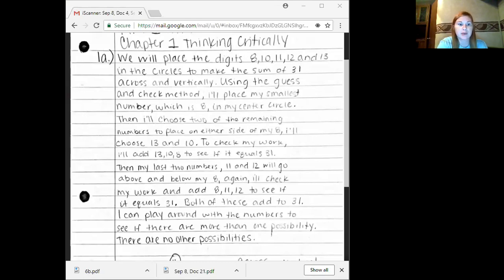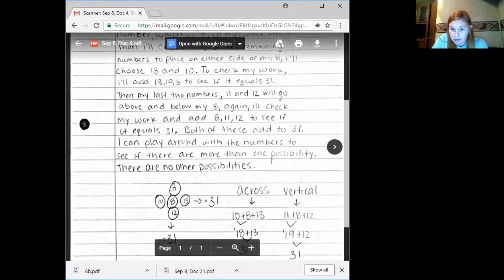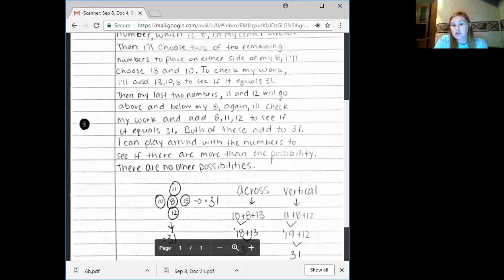First, we're going to take a look at number 1, and they're wanting us to place the digits 8, 10, 11, 12, and 13 in these circles going across and vertically to combine and equal 31. So what I did is the guess and check method, and I used my smallest number, 8, in the center circle, and then I placed my 10 and 13 across, and that came out to 31, and then I put the other two numbers that were left, which were the 11 and 12, vertically right here, as you see, and that equaled 31 as well.